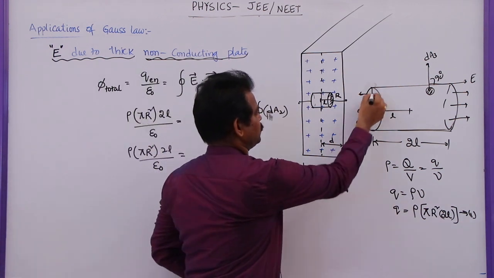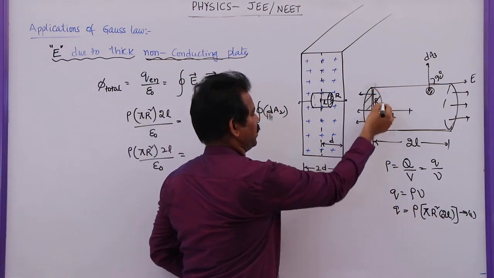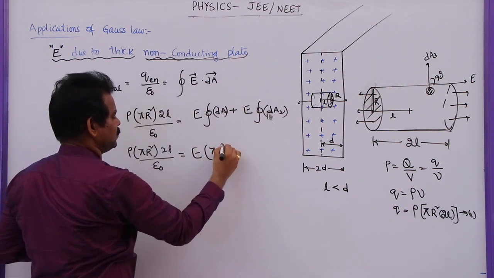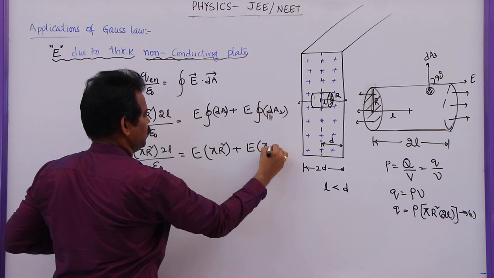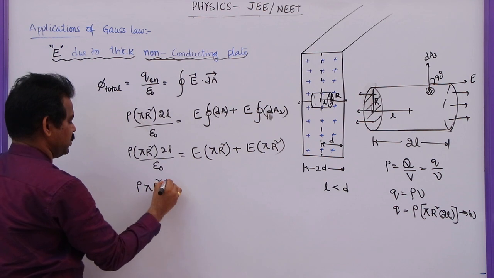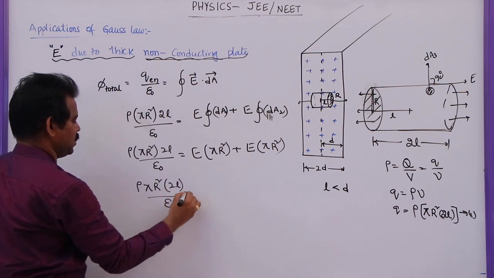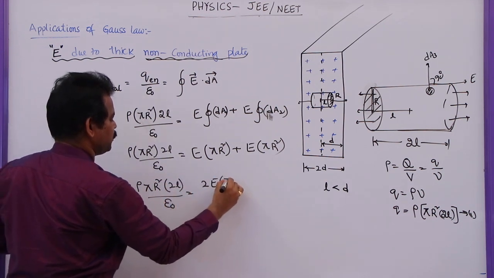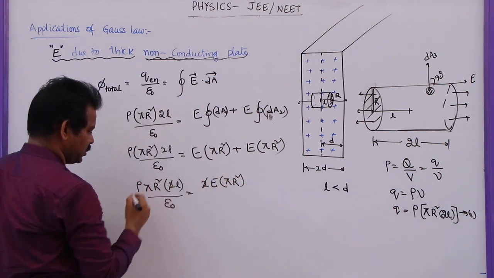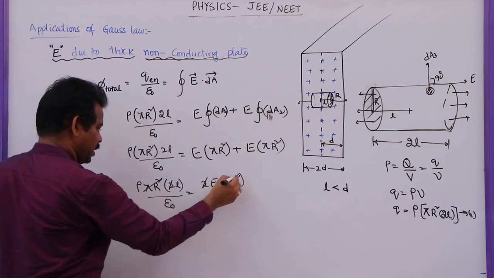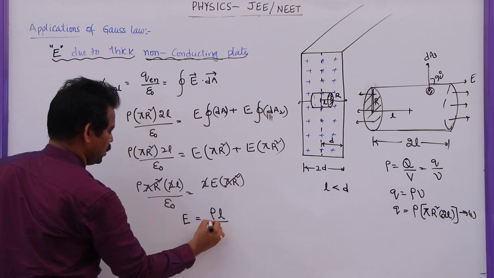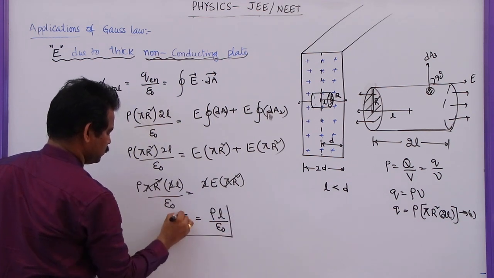So what is the area of this one? The radius is r, so the area is pi r square. So I am going to write E into A, where A is pi r square, plus E into pi r square. So rho pi r square 2L by epsilon naught is equal to 2E pi r square, because E pi r square plus E pi r square is 2E pi r square. The 2 and 2 cancel each other, and pi r square and pi r square cancel. So electric field E is given by rho L by epsilon naught.